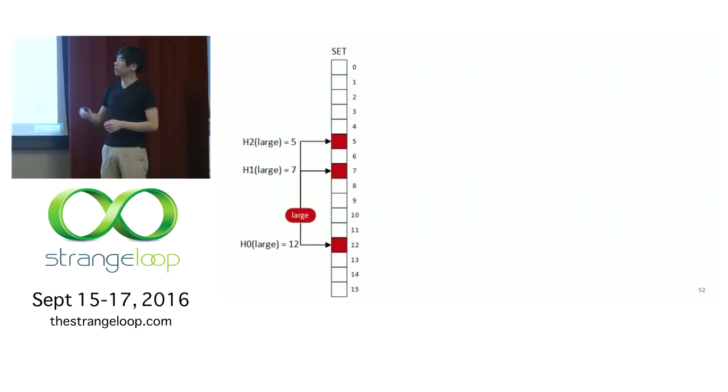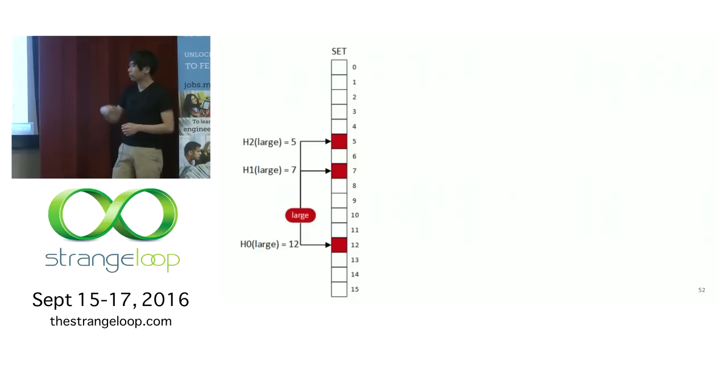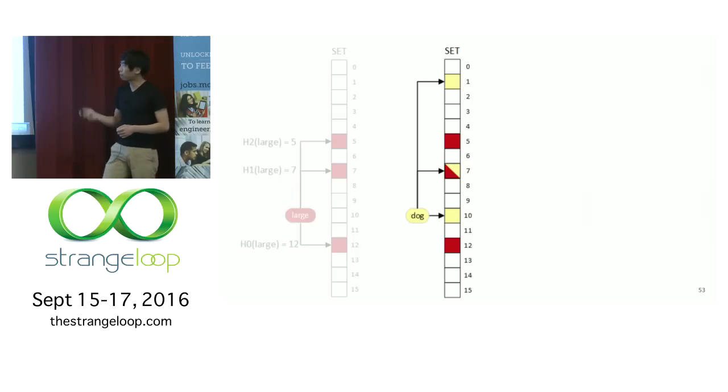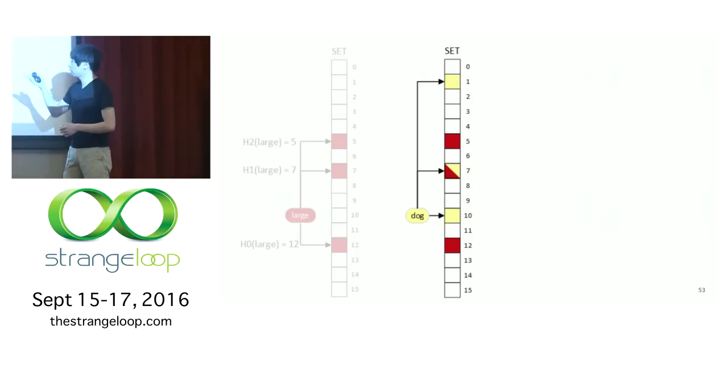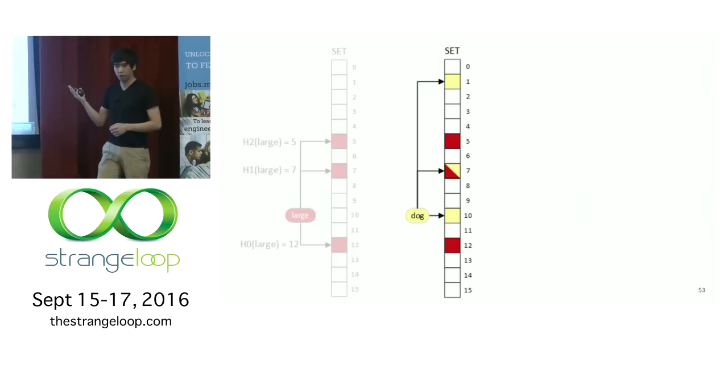And if we query this, we take the bitwise AND of these locations. So we want to AND 5, 7, and 12. If we've inserted this term in this document, we'll set all these bits. So we query all these bits for 1, the bitwise AND will be 1, and we'll get a 1. We can insert another term. All these gold bits represent the term dog. So dog hashes to locations 1, 7, and 10.